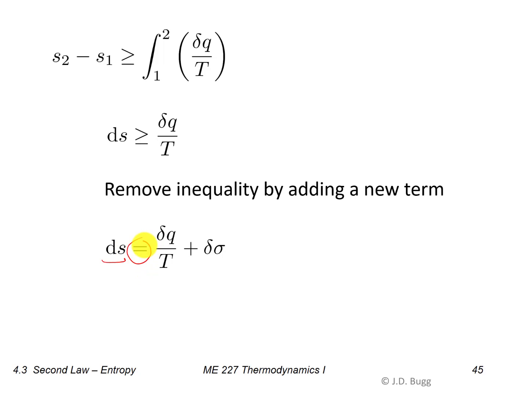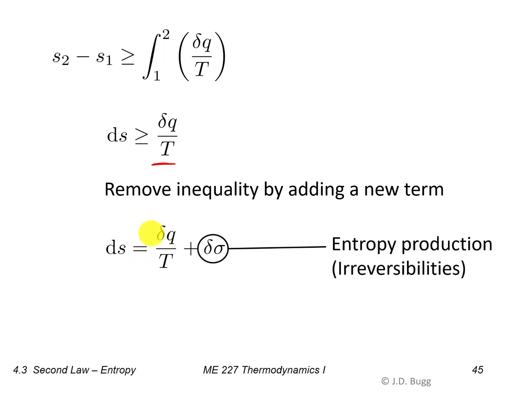So dS equals, first term on the right-hand side is still the same, delta Q over T. But the new term that we've got here is delta sigma. And this delta sigma is the entropy production. And that's a measure of the irreversibility. So sometimes you'll hear this being called the entropy production. Sometimes you'll hear it being called the irreversibilities. Those are really interchangeable terms. So introducing this new variable in here has allowed us to eliminate this inequality and write it as an equality. So notice that this quantity, delta sigma, has to be greater than or equal to 0.